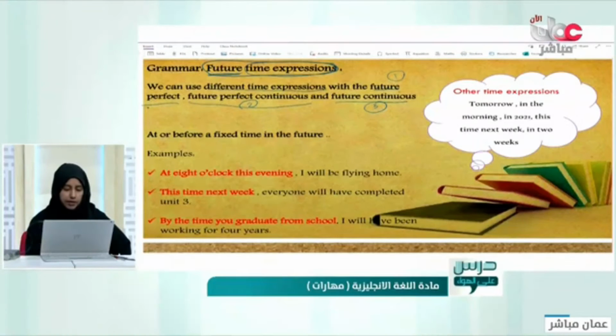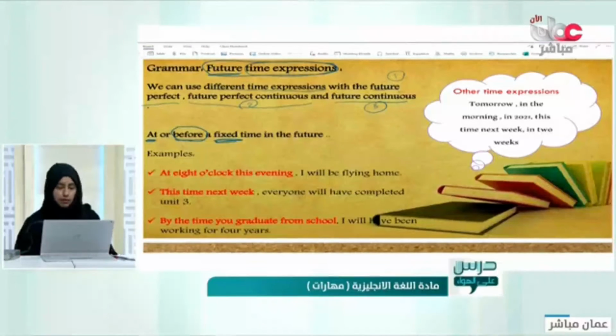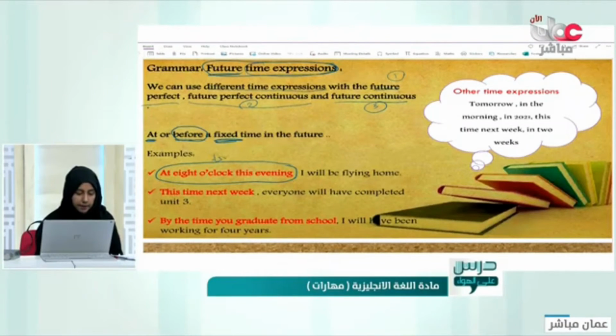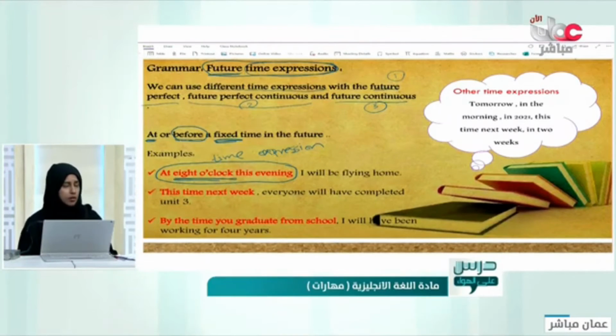So let's explain them. At or before a fixed time. The first usage of time expressions in the future is at or before a fixed time in the future. A fixed time means a specific time in the future. Let's have the first example. The first example is what? At 8 o'clock this evening. Look here at the time expression. This one we call a time expression. Why? Because here we have a specific time, 8 o'clock. At 8 o'clock this evening, what will happen? I will be flying home.